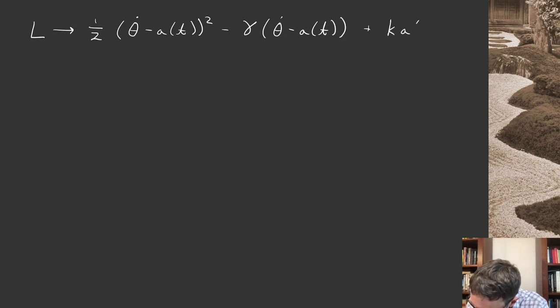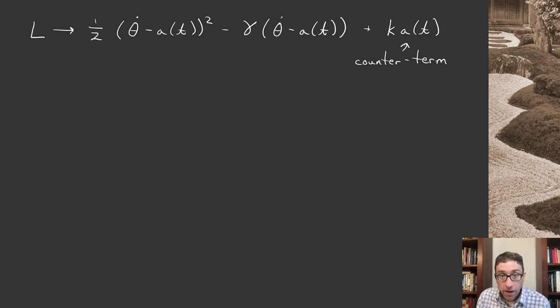This is what's called a counter term. And it would be very nice to do this in some kind of gauge invariant way. So let's think about whether this addition here is gauge invariant before we do anything else. So what changes under gauge transformation?